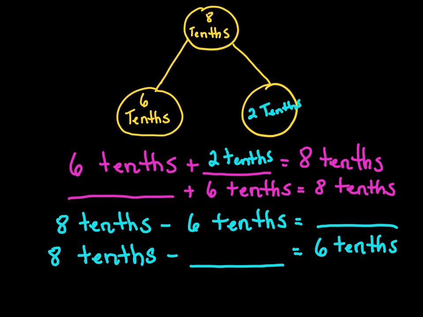Then over on this side, we have it written a different way. Blank plus 6 tenths equals 8 tenths. We're going to write it out as 2 tenths. And then we're subtracting. 8 tenths take away 6 tenths. Another way of finding the missing unit would be 2 tenths. 8 tenths take away how many tenths gives us 6 tenths? And we fill it in as 2 tenths.